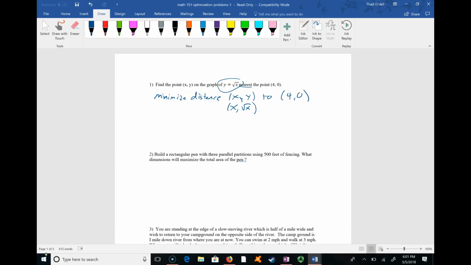Okay, so now I'm ready to write the equation. So the equation would be d, distance, equals, to find the distance from 4, 0 to x, square root of x, we just use the distance formula, which is the square root of 4 minus x squared, plus 0 minus the square root of x squared. So there's the equation of the thing I'm trying to optimize.